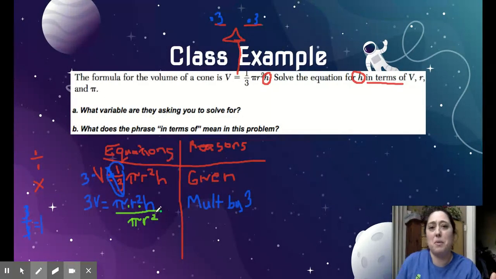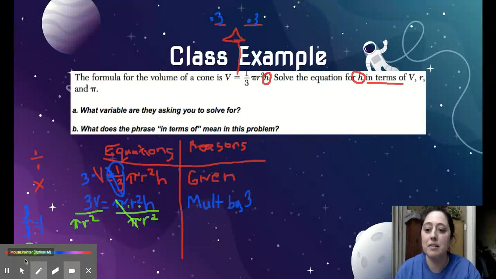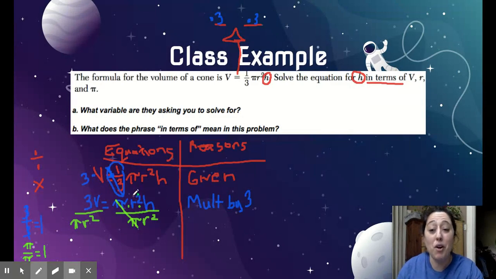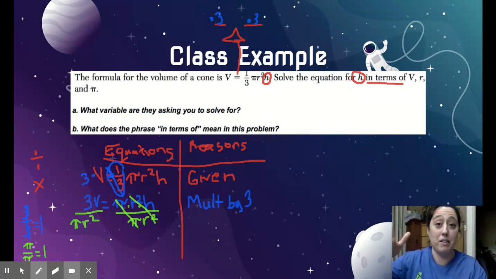Don't worry about the squared right now. We don't need to do anything with it. We're not solving for r. That kind of throws off some people sometimes. So pi r squared. Again, pi divided by pi, anything divided by itself is 1. Pi divided by pi is still 1. Same thing with r squared divided by r squared. I can cancel them out, not because they disappear, but because they turn into 1.